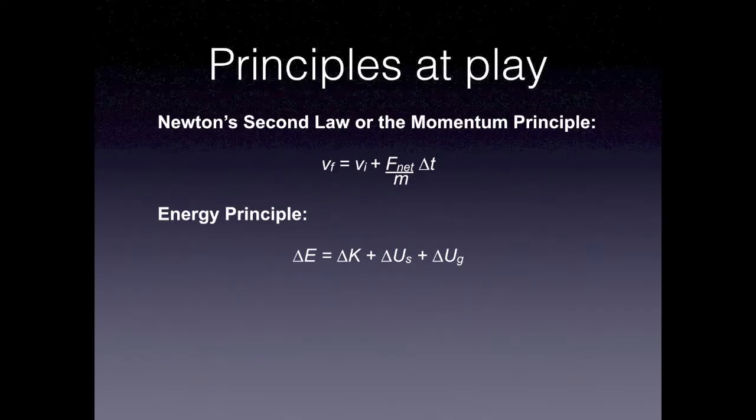For this experiment, I chose my system as the Earth, spring, and mass together. The two principles relevant to the system are Newton's second law and the energy principle. Newton's second law will predict new velocities and then resulting new positions. The energy principle states that the change in total energy of the system must be zero.